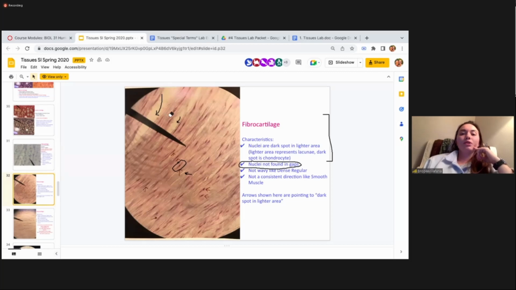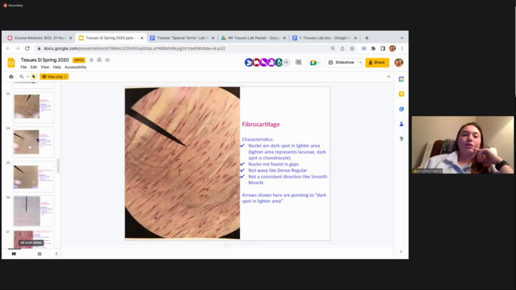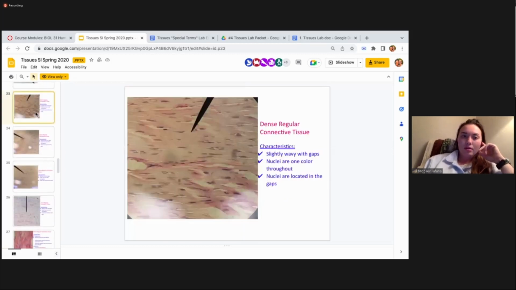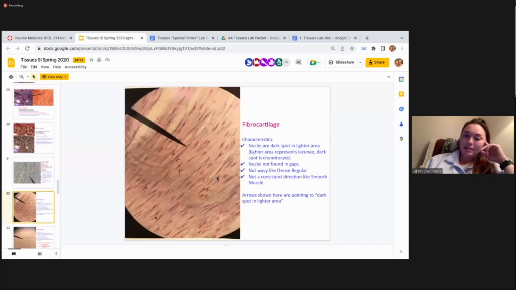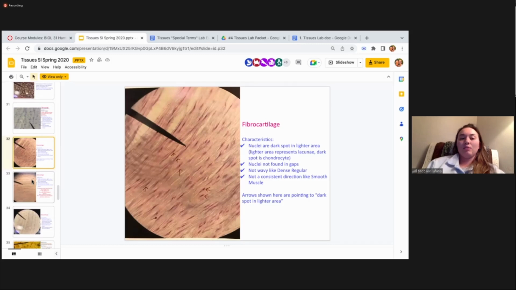Okay, so let's go back and look at a dense regular again so that we can see the difference. Here's our dense regular. Our dense regular has gaps, and the nuclei are in the gaps. Our fibro has gaps, but the nuclei are not in the gaps. The other thing that's distinctive about fibro is the nuclei have a dark spot in the lighter area. Dark spot in the lighter area, okay? And it doesn't have the waviness that dense regular has.